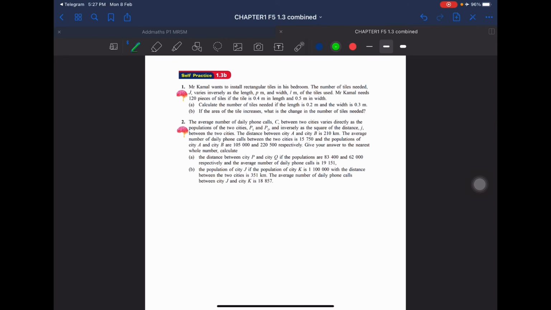For self practice 1.3b, I'm going to show you the first question, and then you need to do the second question by yourself. Because I saw there's a symbol otak over there, the brain symbol, so maybe it's quite hard. Never mind, I'm going to lead you how to solve the first question. Take your time to read the question.